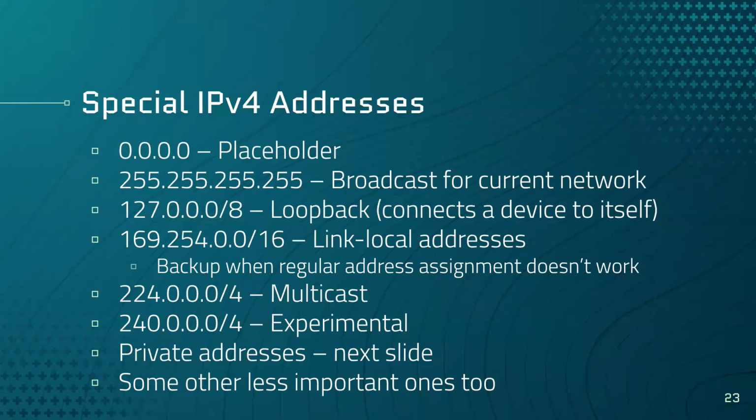And then next one, we have this 169.254, anything that starts with that. These are called link local addresses. And they're sort of weird. It's basically just a backup for when regular address assignment doesn't work. So if your computer ever gets an address in this range, that probably means something went very wrong.